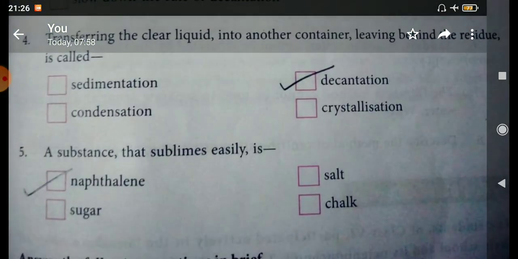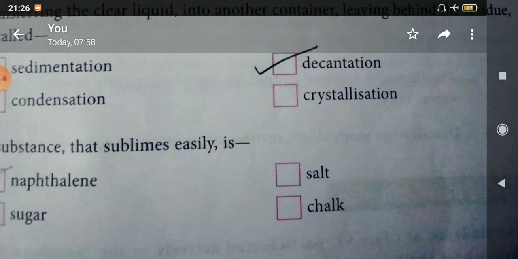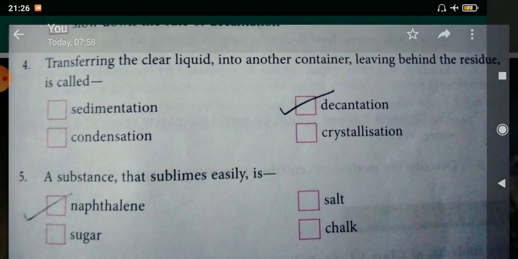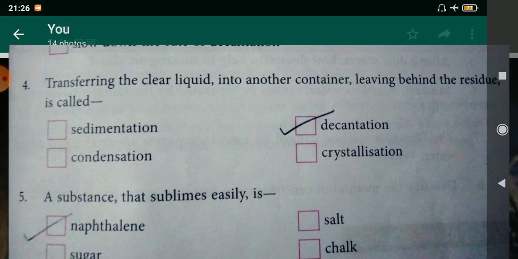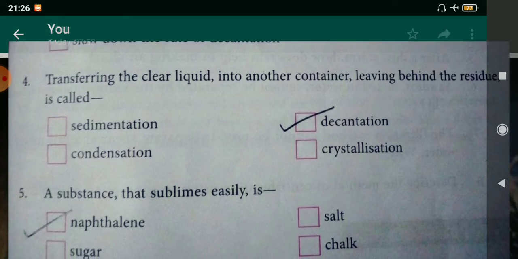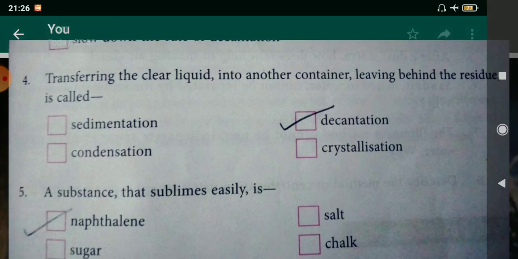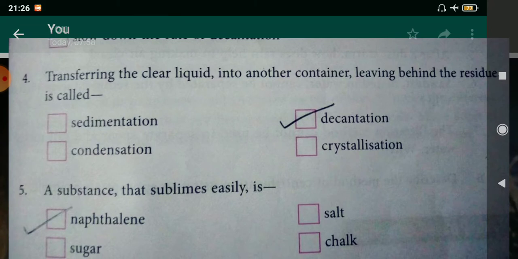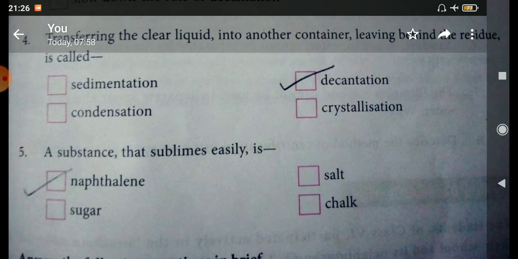Moving ahead, the fourth question, transferring the clear liquid into another container, leaving behind the residue, is called what? When you transfer a liquid into another container and something is left behind as residue, मतलब बचा जाता है, what is this called? The process of transferring is known as decantation. A substance that sublimes easily is, from the given examples, naphthalene.